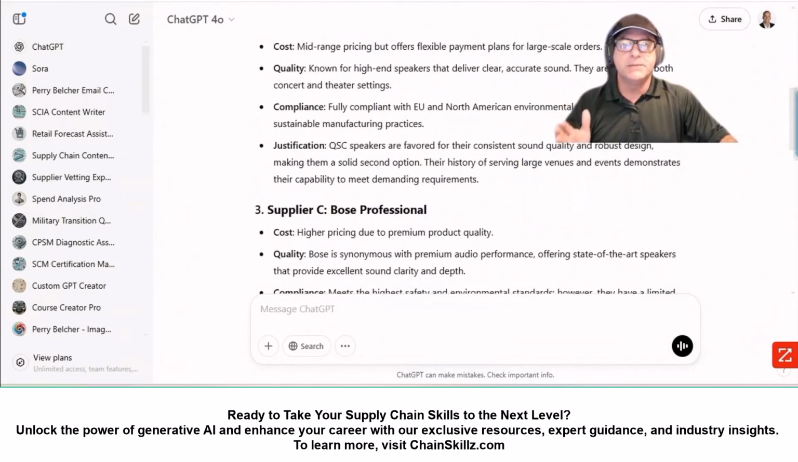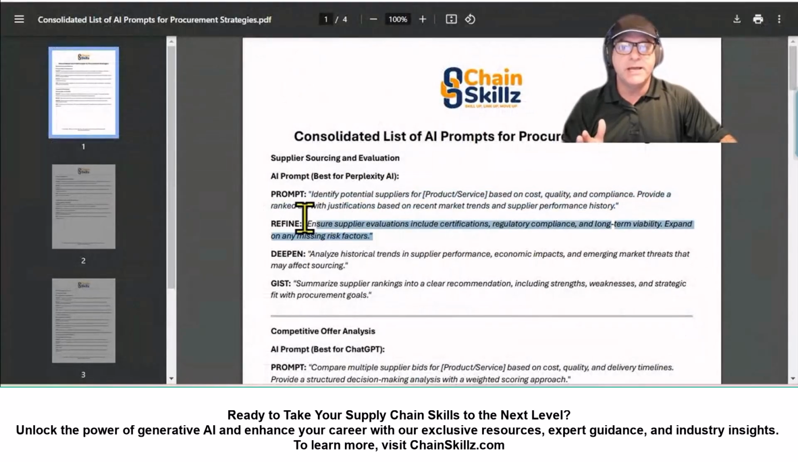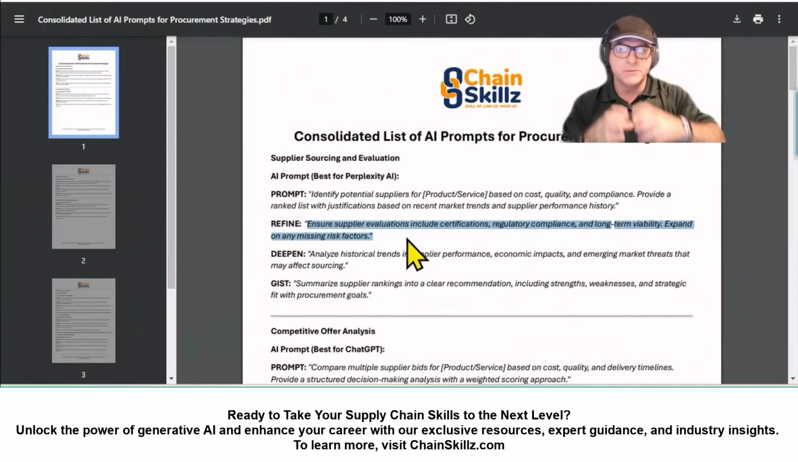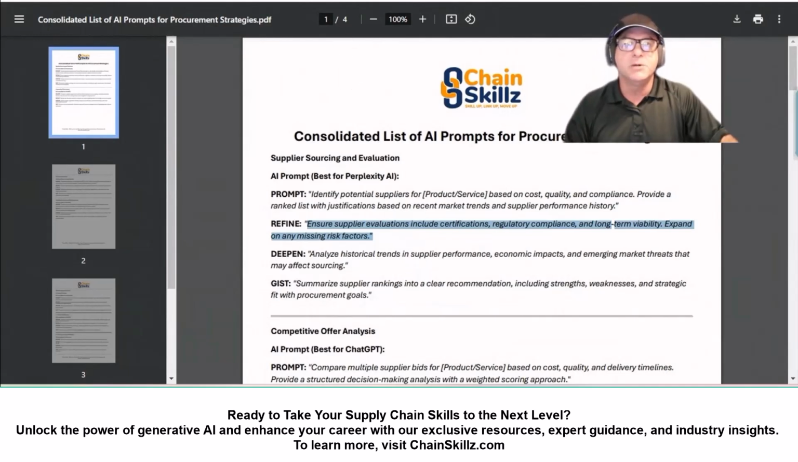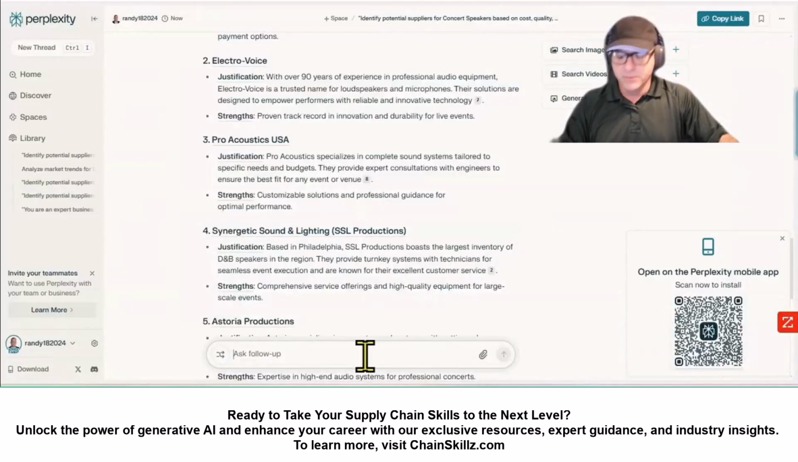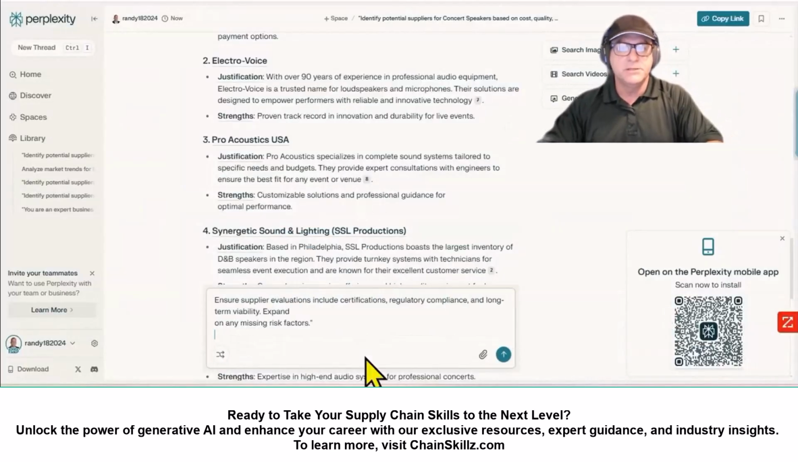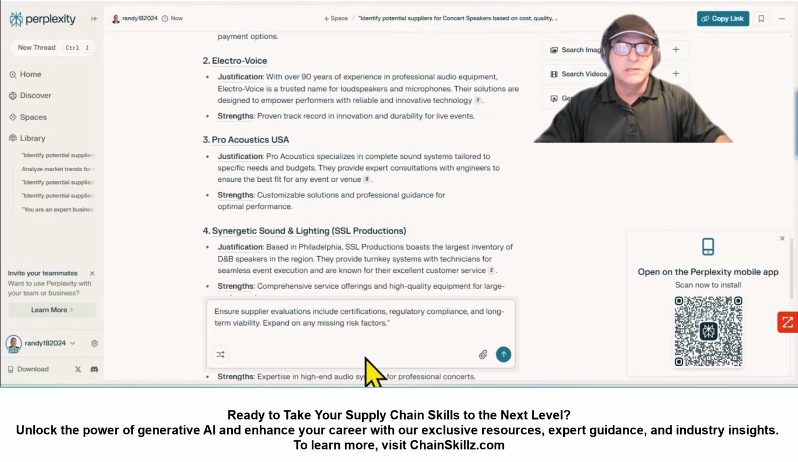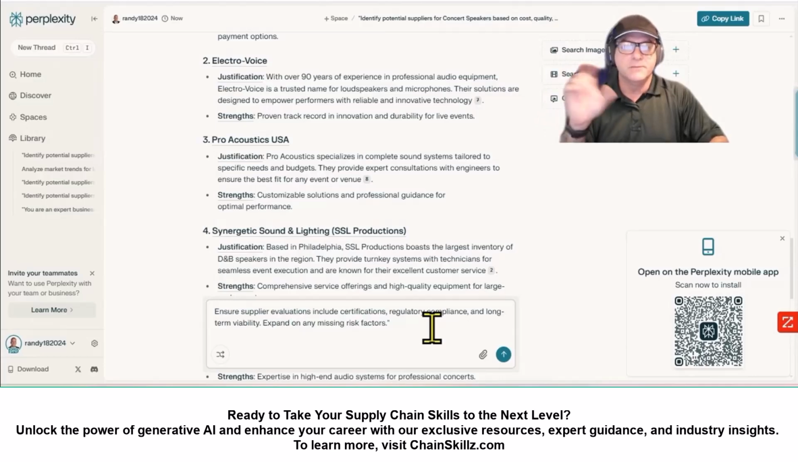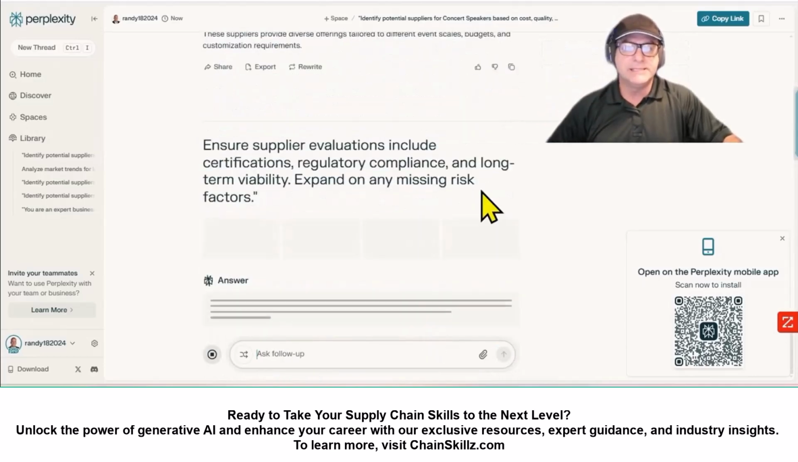Now, the next step in our prompt process is to evaluate the suppliers based on certification. We don't have the data. They haven't submitted the RFP, so we're just doing market research. So we're asking the AI to help us do this. Here we're going to ask it to ensure the supplier evaluations include certifications, regulatory compliance, and long-term viability. Long-term viability meaning their long-term viability in the marketplace itself.